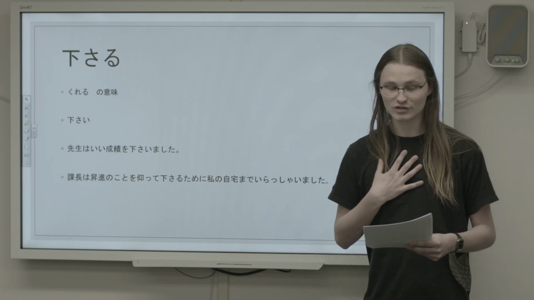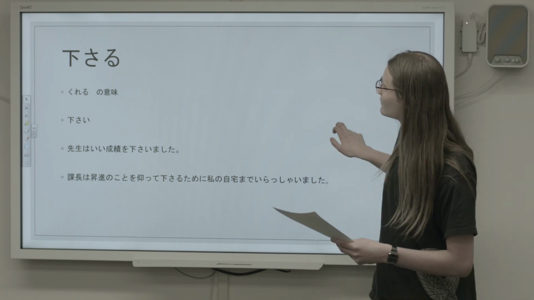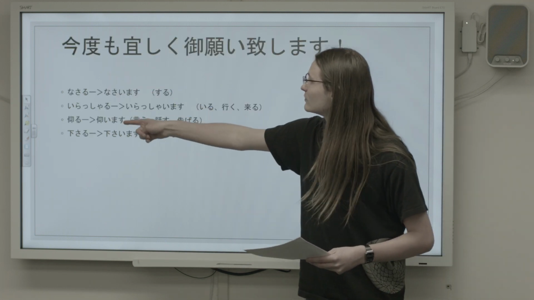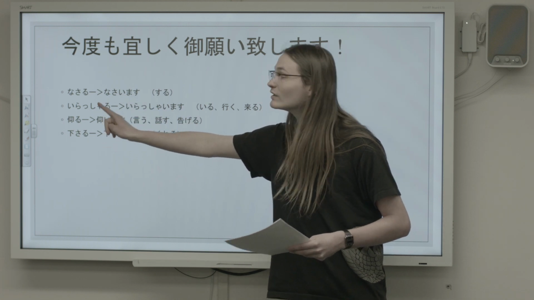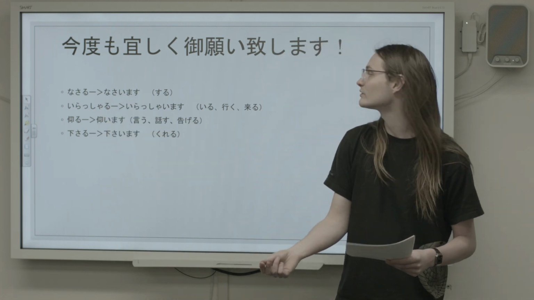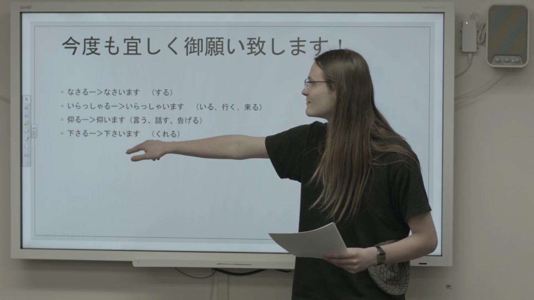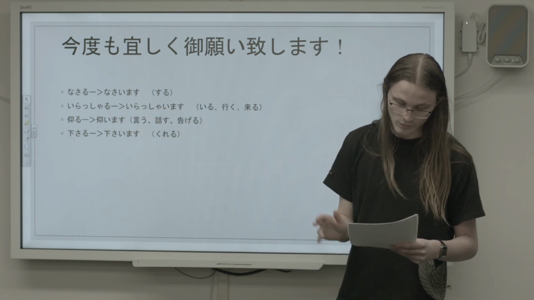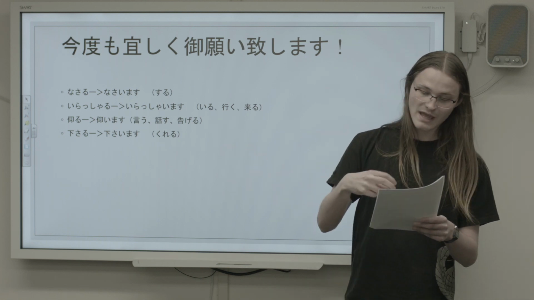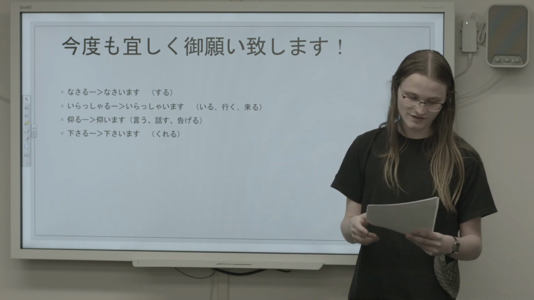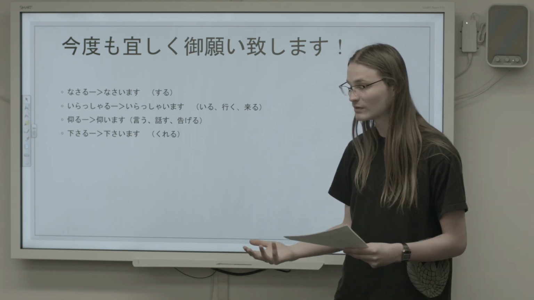So in this video, we've covered 4 common Sonkeigo verbs, nasaru, irasharu, osharu, and kudasaru, and their irregular conjugations, such as nasaimasu, irashaimasu, oshaimasu, and kudasaimasu. We also began to put these verbs together and get a feel for how the usage of Sonkeigo can completely transform a sentence, even a simple one.